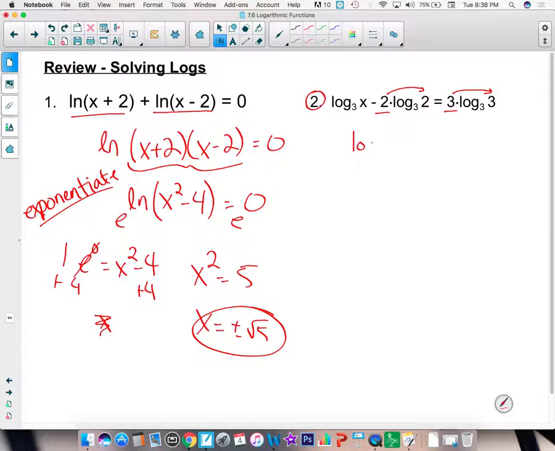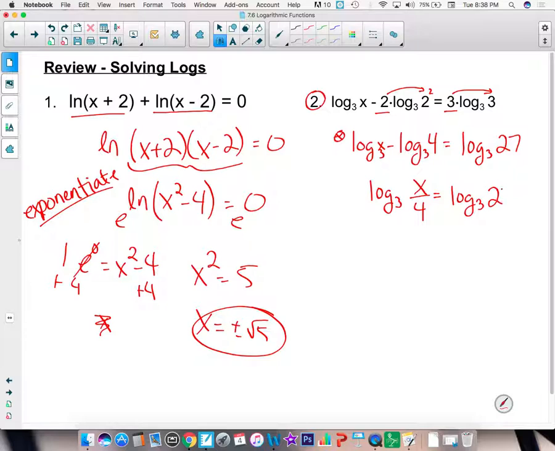So really, if we rewrote this, log base 3 of x minus log base 3 of 2 squared, which is 4, and then the other one over here would be log base 3 of 3 cubed, which is 27. Oops, I lost my x. So you can't do anything yet until you combine them in single logs on both sides. On the left, if you subtract logs, remember you divide. So this turns into log base 3 of x over 4. You just read it from left to right. Log base 3 of 27.